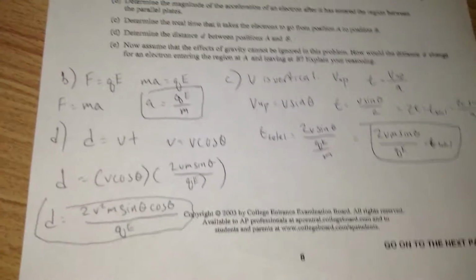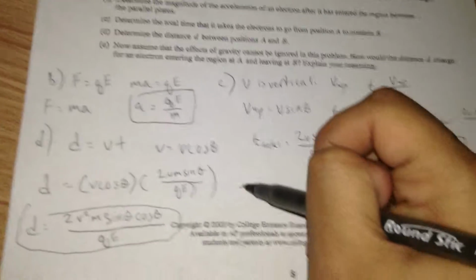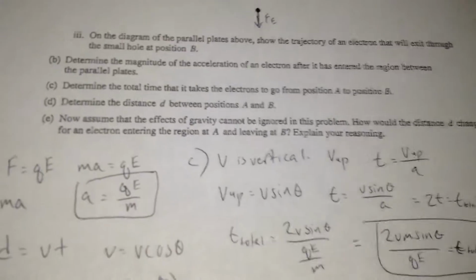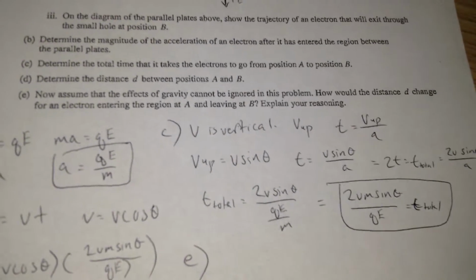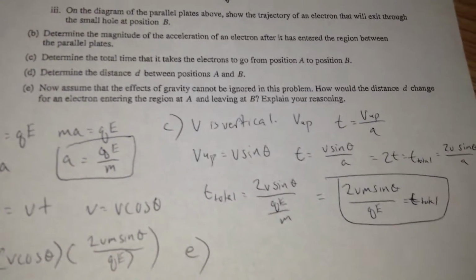There's your distance. And if I could fit part E over there, it's asking, now assume the effects of gravity cannot be ignored. How would the distance d change for an electron entering the region at A and leaving at B?